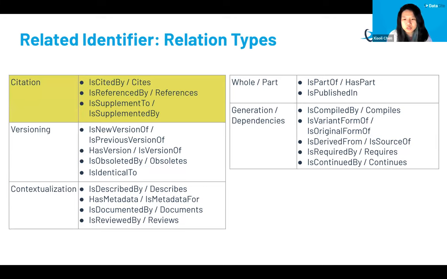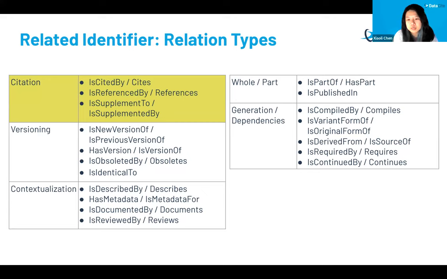Relations in the versioning category are usually applied to different manifestations of the same object. This includes isNewVersionOf, isPreviousVersionOf, hasVersion, isVersionOf, isObsoletedBy, obsoletes, and isIdenticalTo. Contextualization relations are applied to related objects that provide additional information about the object, like documentation, reviews, and technical specifications. So this category includes isDescribedBy, describes, hasMetadata, isMetadataFor, isDocumentedBy, documents, and isReviewedBy, reviews.